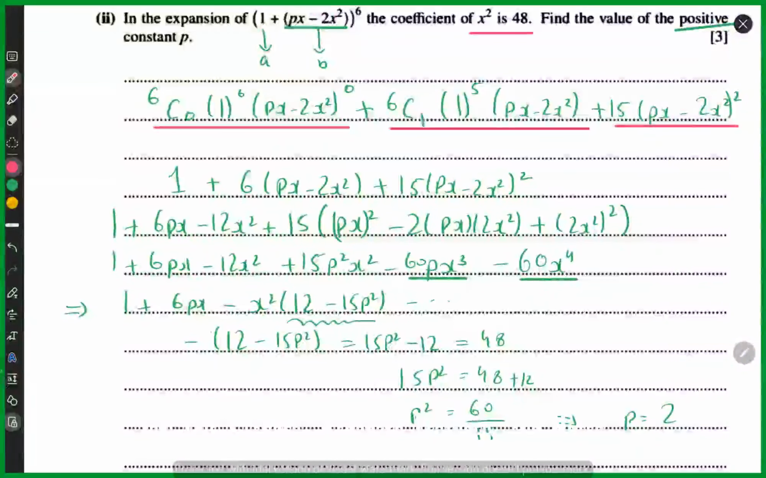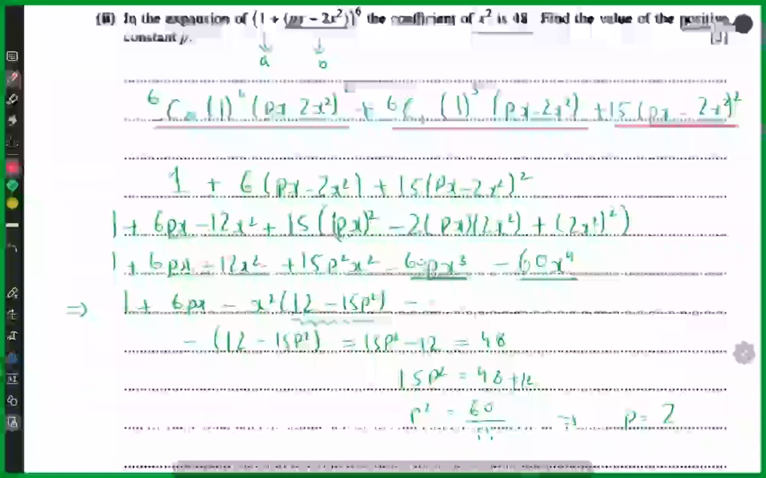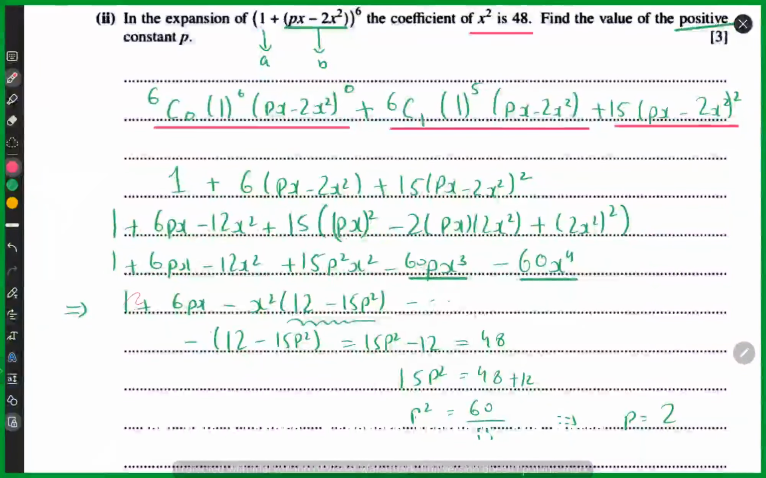This is basically what you need to do, because they asked for the coefficient of x², and that is only possible when we have all the coefficients written. Once we are able to see the constant term, the x² term, the x³ term, and the x⁴ term, that is what helps us find the value of p. So you need to expand from the beginning, okay? This is the difference.